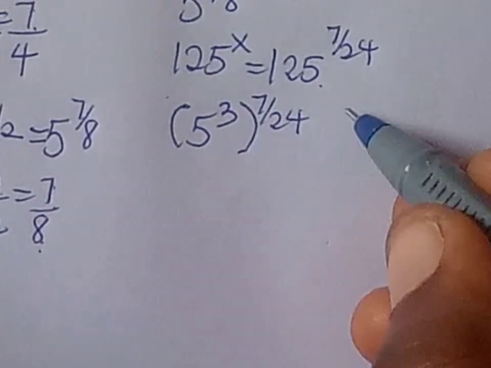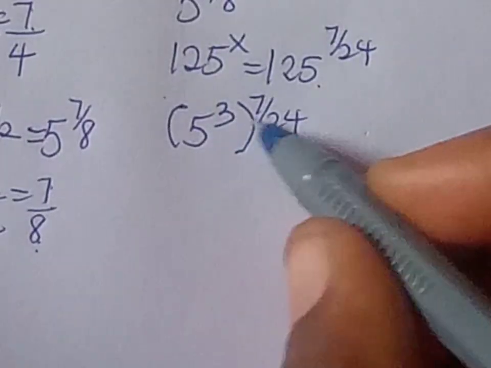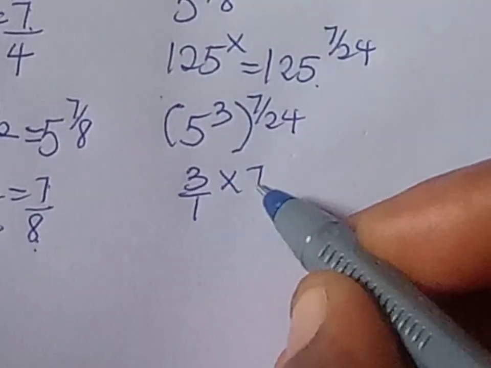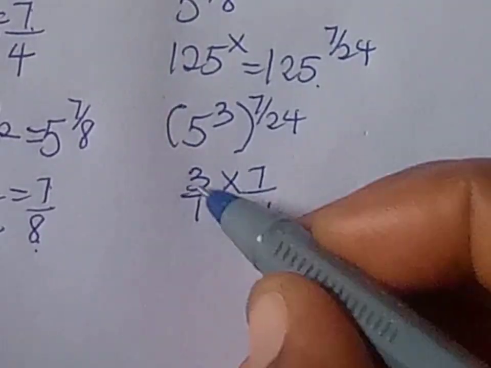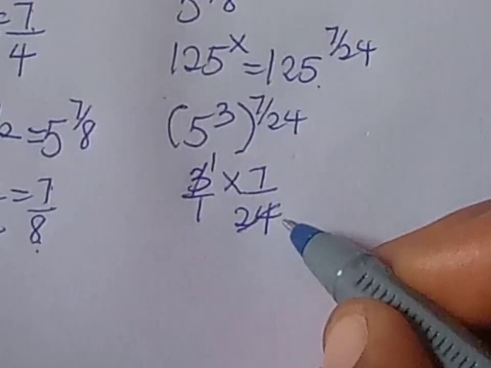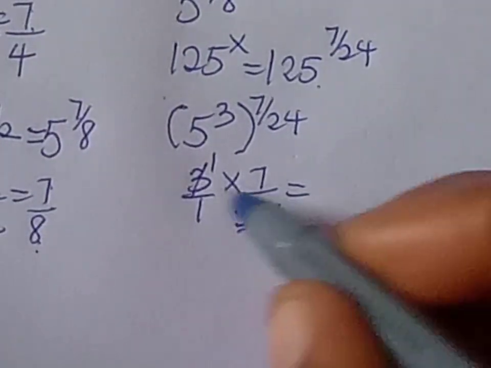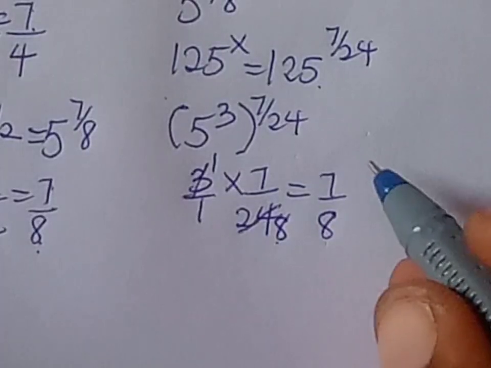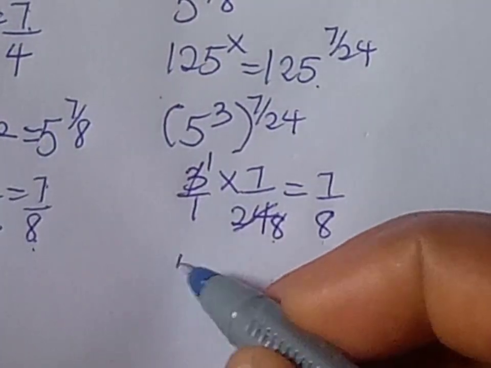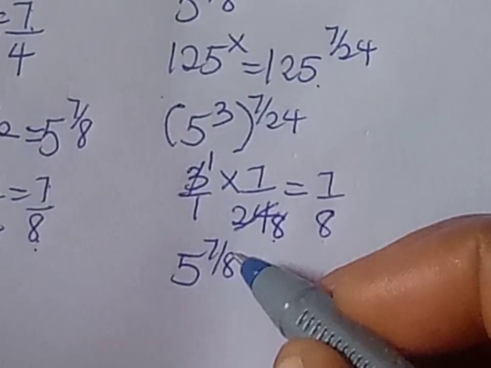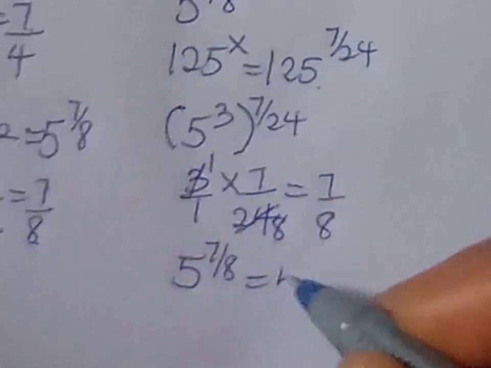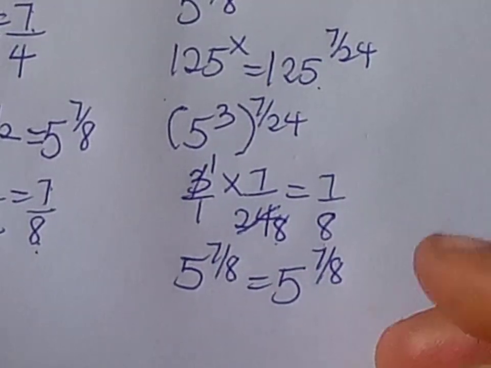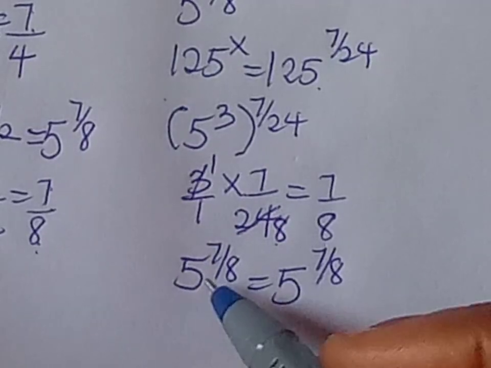7/24. The next thing is, let's multiply the two exponents. So we have 3/1 multiplied by 7/24. 3 in 3, 1. 3 in 24, 8. So we have it as what? 1 times 7, 7. 1 times 8, 8. Can you see now that at the end of the day, we got 5 raised to the power 7/8 on the left side, and also 5 raised to the power of 7/8 on the right side, meaning both sides are now identical.